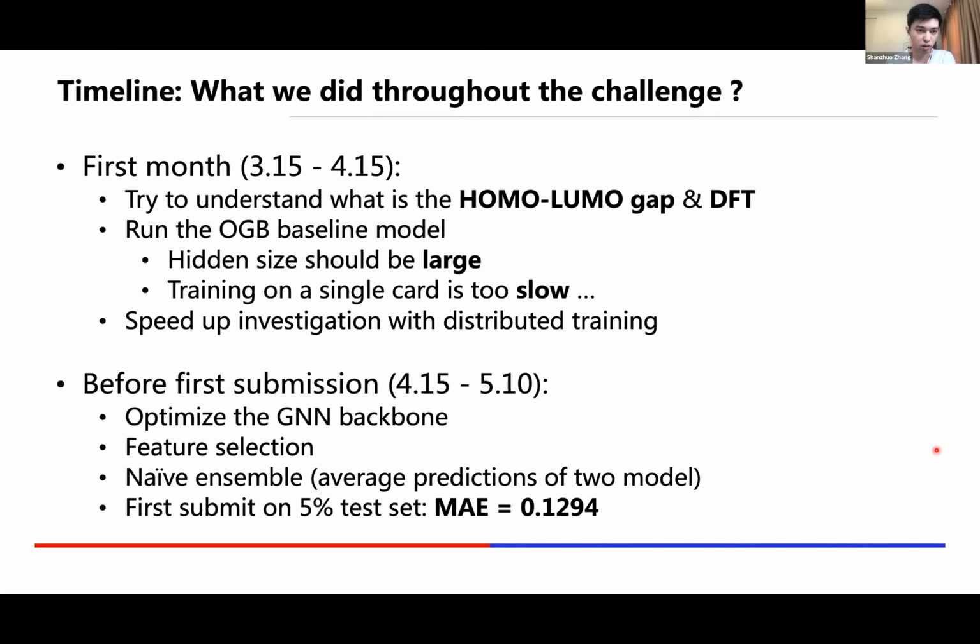optimizing the backbone of our GNN and tried more features to select the useful ones, which I will give you more details on in the following slides. Also, we did a very naive example before the submission. We just averaged the predictions of our 2 best models. Then the MAE decreased about 3,500. And on the first submission on the 5% test set, we got an MAE of 0.1294.